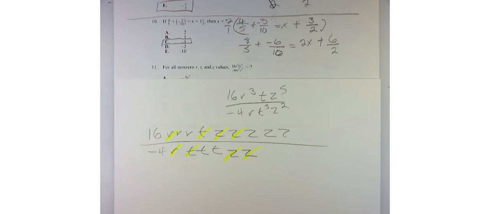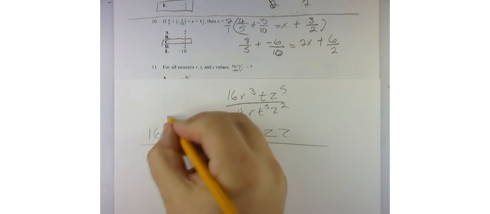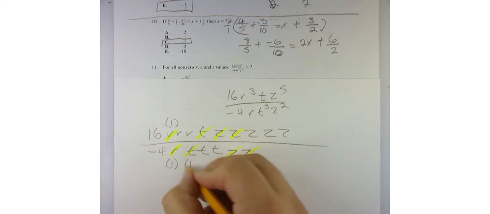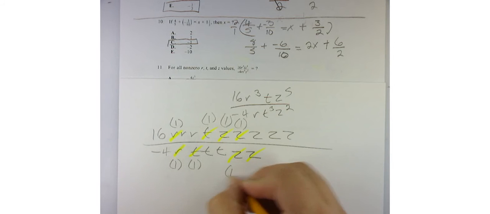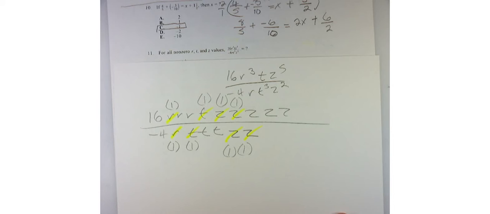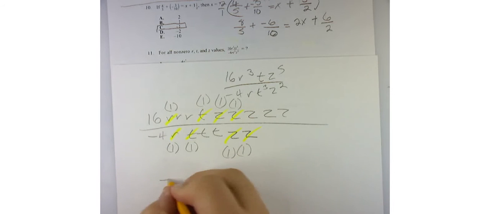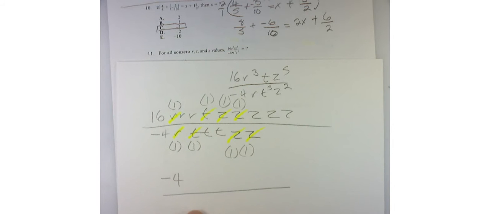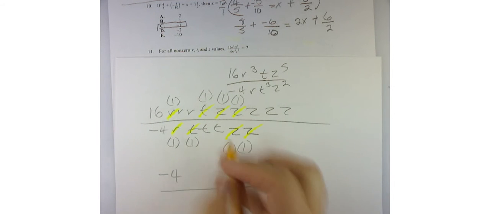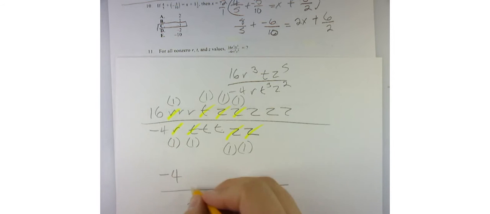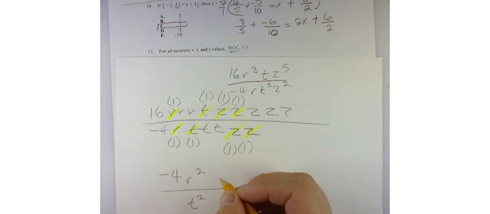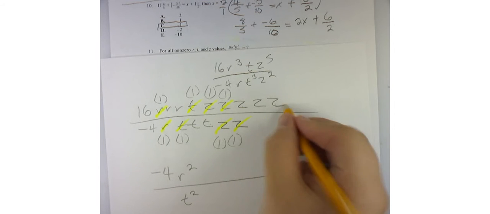And when I say cancel, what I mean is reduce down to 1 over 1 each time. Now 16 divided by negative 4 is negative 4 over 1, but I'm not going to write the 1 down here. I've got two t's on the bottom that are left, so I'm going to say t squared here, and that's it. But on the top I've got 2 r's, so r times r, which is r squared. And then z times z times z is z cubed.